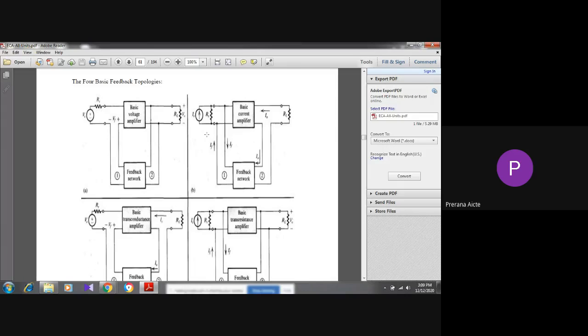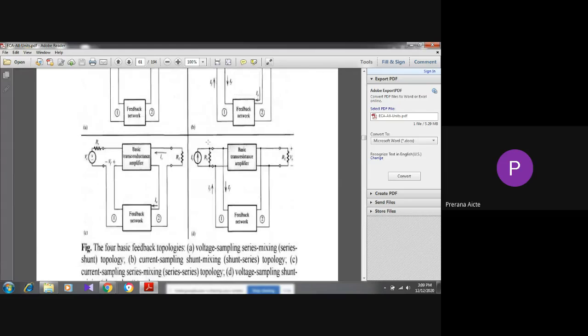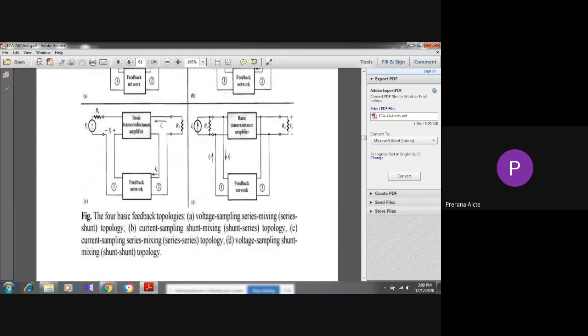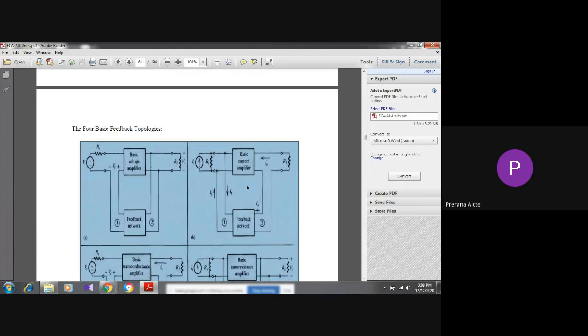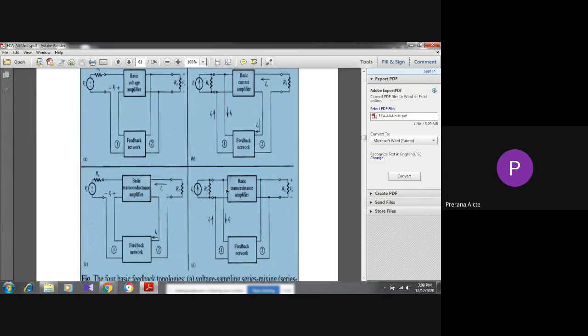Okay, so in this current amplifier, we are using current shunt feedback. The output is current, so the input must also be current. Input current means a current source. That's why it is called a current amplifier.